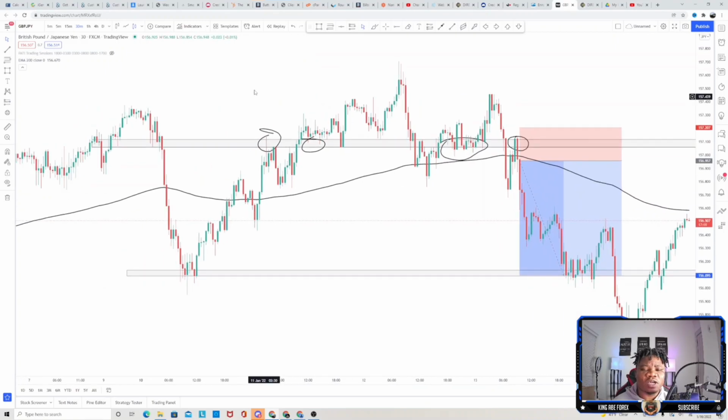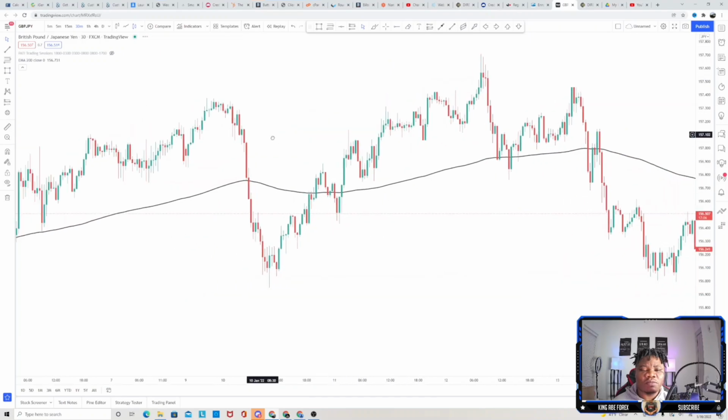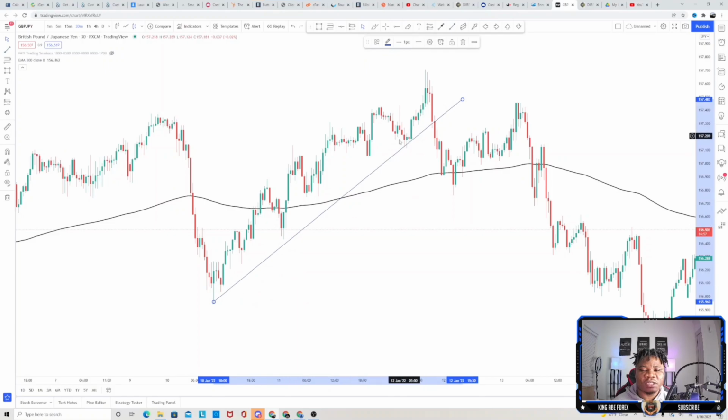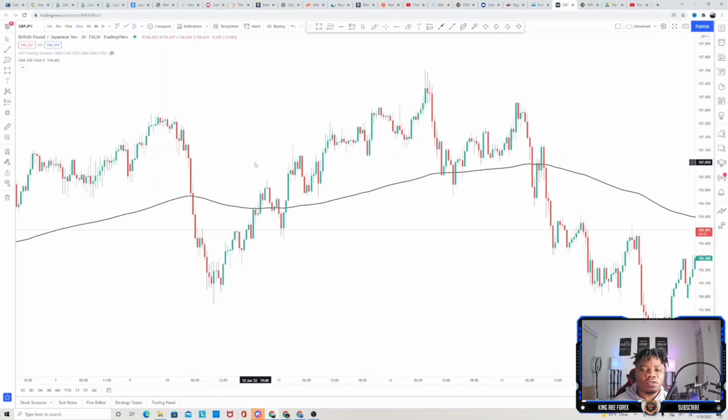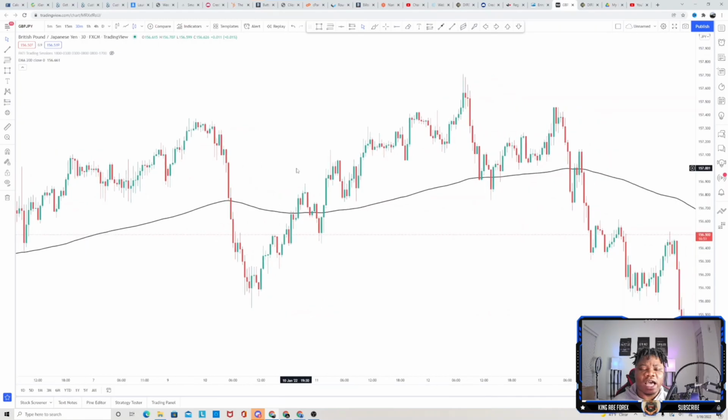Now we're going to look for a buy position. We can use this buy right here. Now to get into a buy position, we need price to be above the 200 EMA.